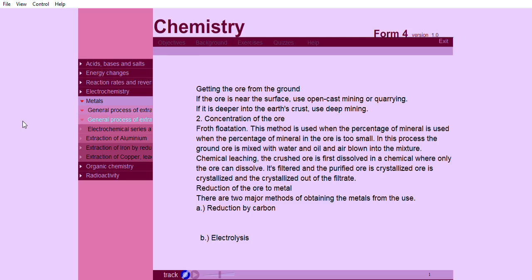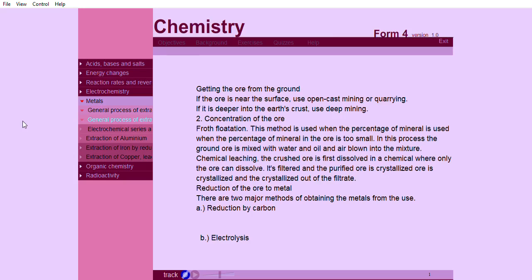Concentration of the ore. Froth flotation. This method is used when the percentage of mineral in the ore is too small. In this process, the ground ore is mixed with water and oil and air is blown into the mixture. Chemical leaching. The crushed ore is first dissolved in a chemical where only the ore can dissolve. It's filtered, and the purified ore is then crystallized out of the filtrate.